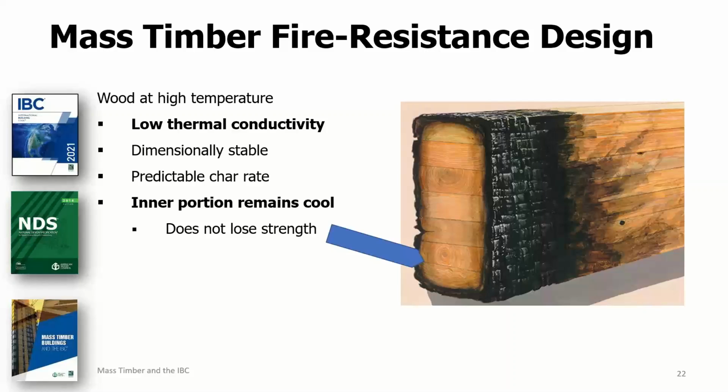Wood chars at a predictable and easily modeled rate, which allows for accurate estimation of section loss at a given time under a standard fire exposure. And since wood and the surrounding char layer are such good insulators, the wood core beneath the relatively thin heated zone in a heavy timber member remains cool, at or near ambient conditions. Because of this, the core of the heavy timber member retains its strength.